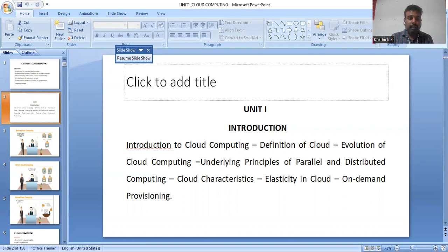What are the types of cloud computing? We are going to divide cloud computing into two major types: cloud deployment models and cloud services. Under cloud deployment models, we have three types: a public cloud, a private cloud, and a hybrid cloud. The second type is cloud services. We have three types of cloud services: IaaS, PaaS, and software as a service.